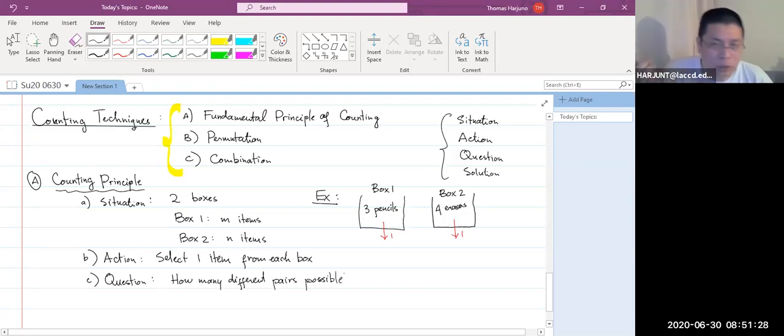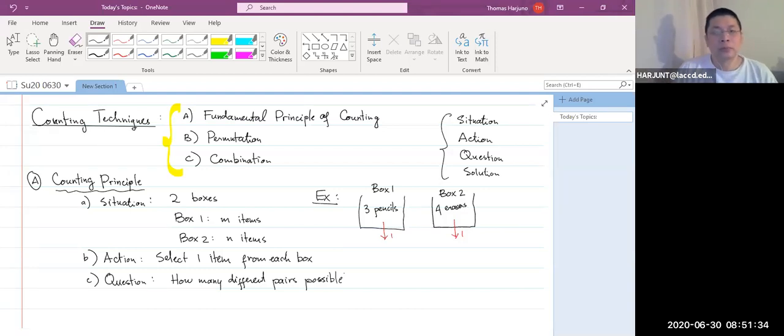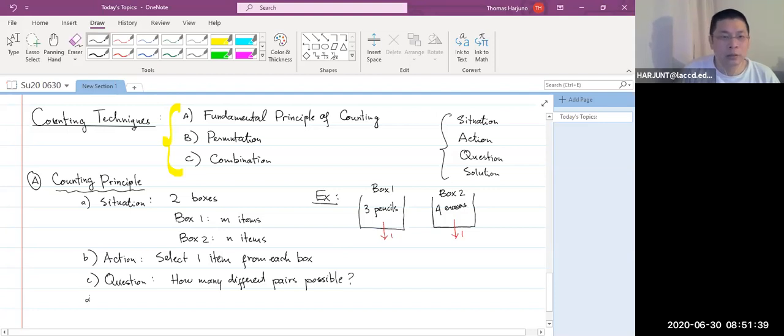Or if you have 3 boxes, that's how many triplets, how many groups possible? And the answer, the solution, it will be M times N. In this example here, the number of pairs possible will be 3 times 4 equals 12 possible pairs.